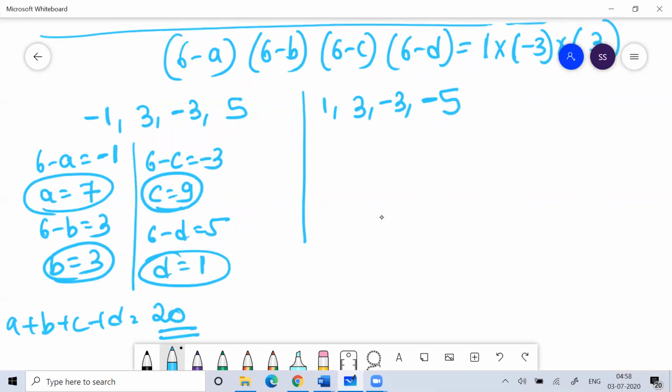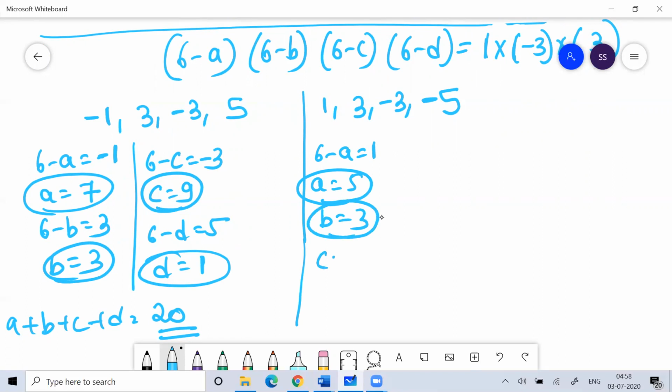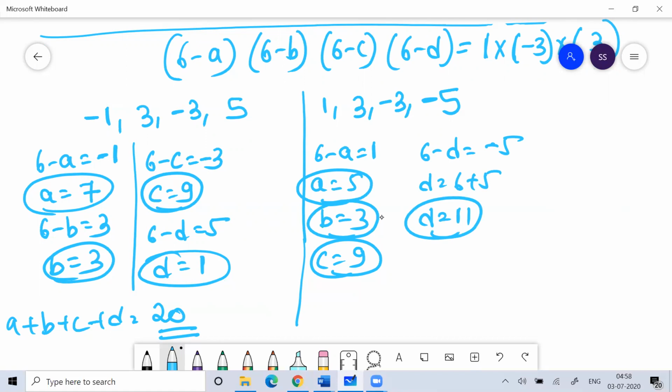Okay, try this. If you put 6 minus a equal to 1, then a is equal to 6 minus 1, which means a is equal to 5. B is same only, B would be 3 only. C would also be same, 9. And D, what would be the D? 6 minus D is equal to -5, so your D would be 6 plus 5, your D would be equal to 11. So what is a plus b plus c plus d? That would be 8. This is 8, and this is 20. 20 plus 8 is 28.